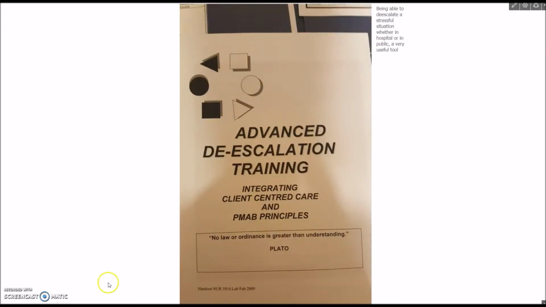This is another tool that I got when working in mental health. I believe I got it from Waypoint. When it talks about de-escalation training and advanced de-escalation training, I believe that this is something that's very important when it comes to just working with the public in general.